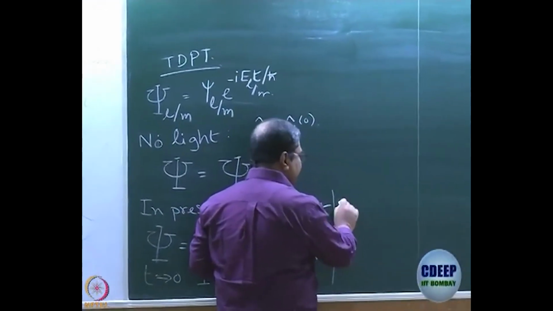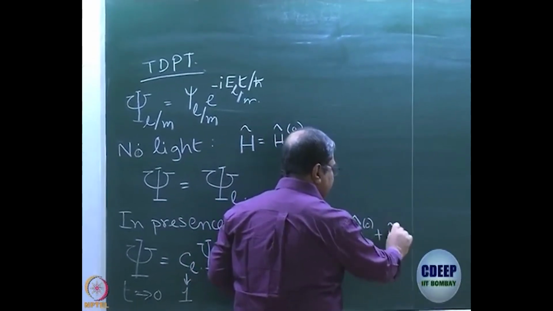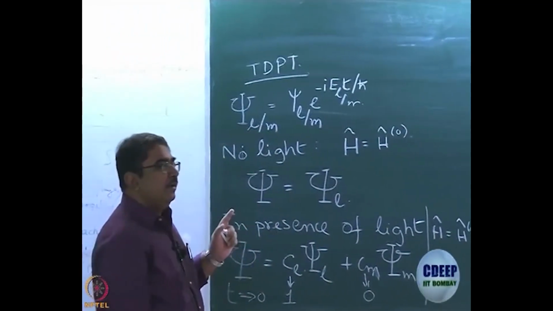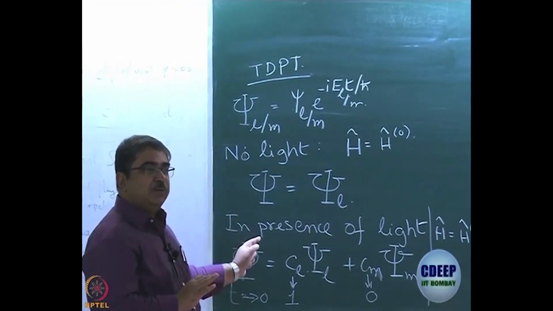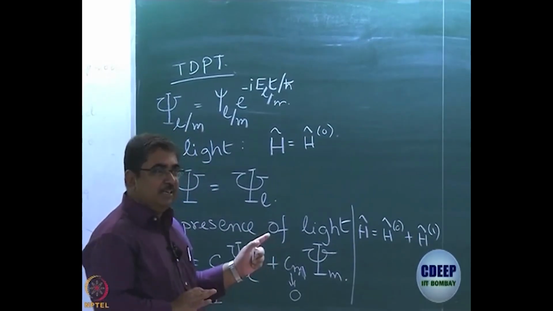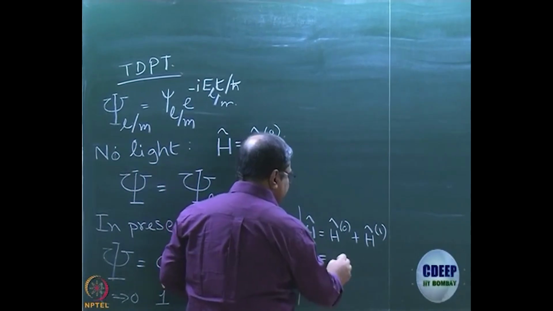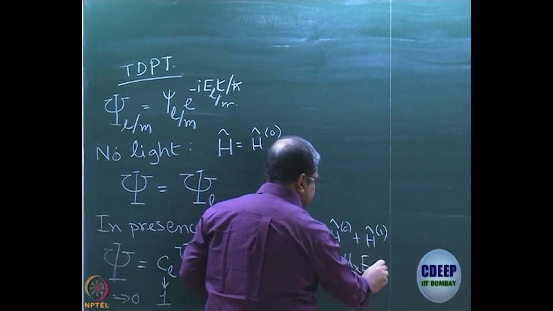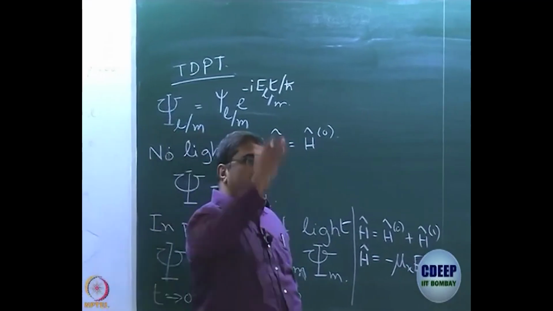And then the other thing, and this is where I had made a mistake. In presence of light, what is the Hamiltonian? Hamiltonian is H0 plus some perturbation term H1. Right, we are working within the ambit of first order perturbation only, small perturbation, a first order is good enough. Today we are going to write an expression for this perturbation, and we will write it as minus mu x E x. To start with, we are going to confine our discussion to one axis, x axis only.